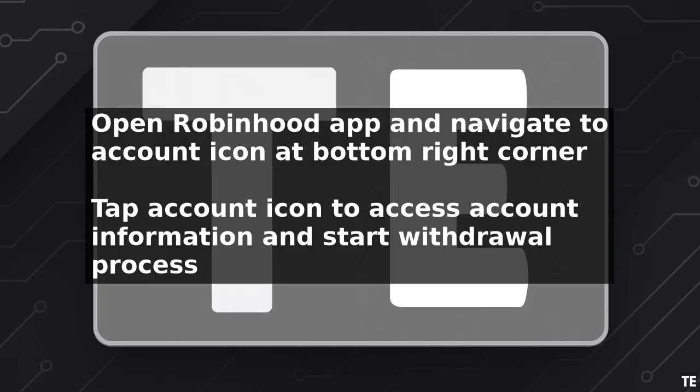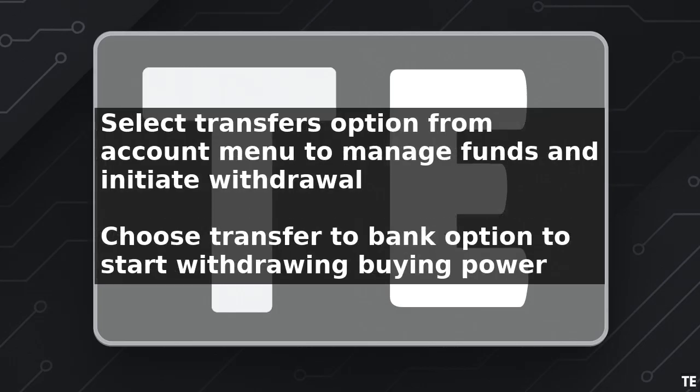You will then be prompted to select the bank account you want to transfer the funds to. If you have not already linked a bank account to your Robinhood account, you will need to do so by providing your bank account details. Once you have selected your bank account, enter the amount of money you want to withdraw from your Robinhood buying power. You can choose to withdraw a specific amount or your entire available balance.